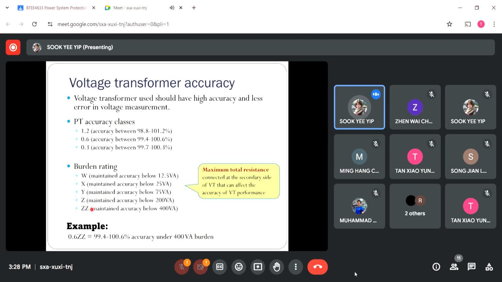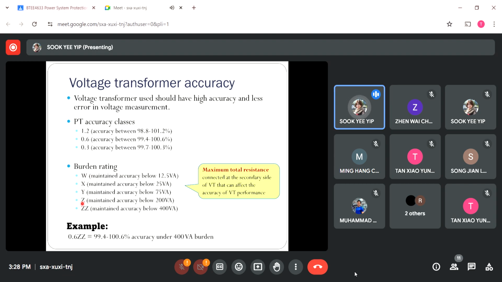And double Z here is the highest burden rating you can choose, which you have to keep below 400 volt-ampere instead. So this is actually considered as a limit for the voltage transformer. If we have the burdens creating a load higher than this, it will give you the wrong voltage measurement. So that's how we choose the voltage transformer based on the burdens rating it can take.